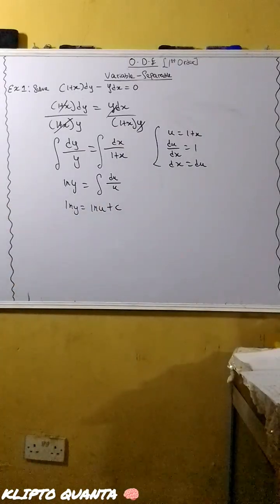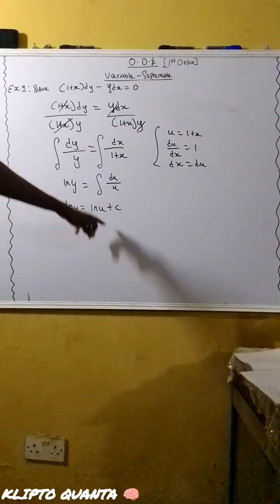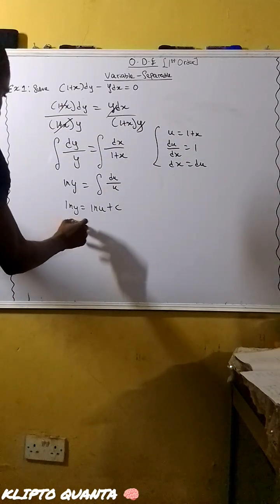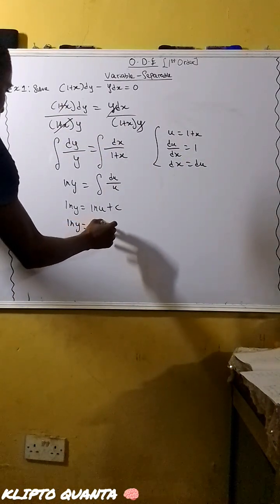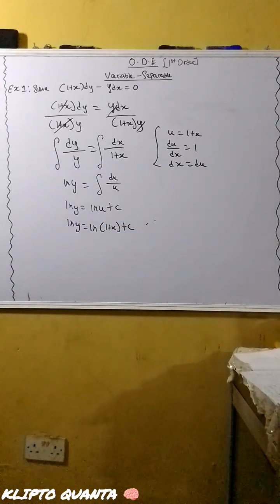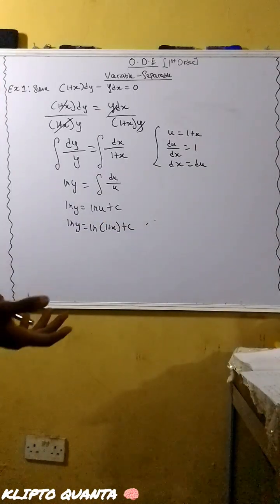Hope you can see the c. So from there, we know what our u is. What was our u? 1 plus x. So we can have ln y equals ln(1 plus x) plus c. This can be a single general solution, but we are not done yet. You can put it in terms of y.